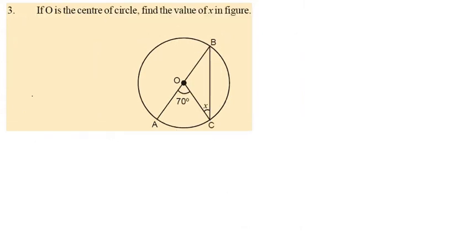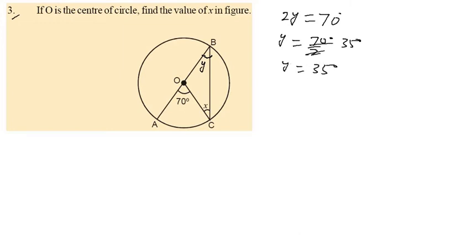Now come to the next third question. O is the center of circle. Find the value of X. Here is the X. So now it is the Y. You can write this one angle is Y. So this angle is formed at the circumference and this one is formed at the center. So just double of circumference, that is 2Y is equal to how much is formed at the center? 70 degree. So you can write here Y will be equal to 70 divided by 2. So that is the 35 degree. So Y will be equal to 35 degree.